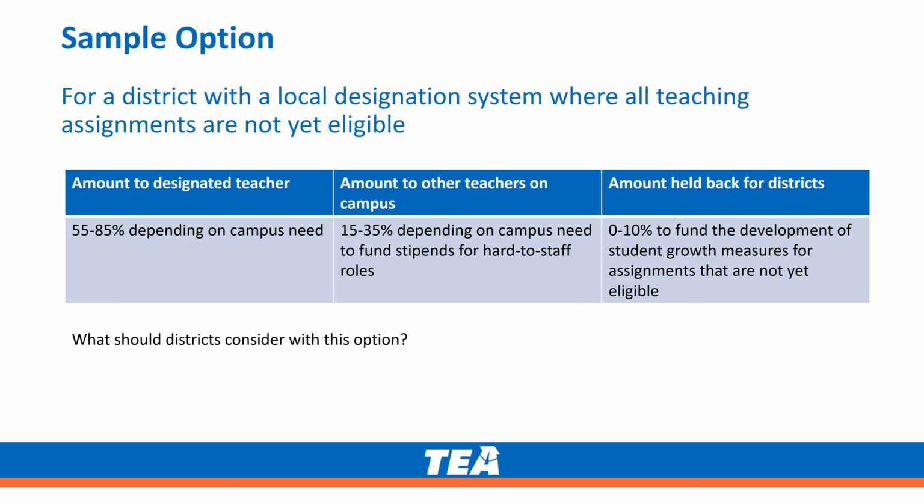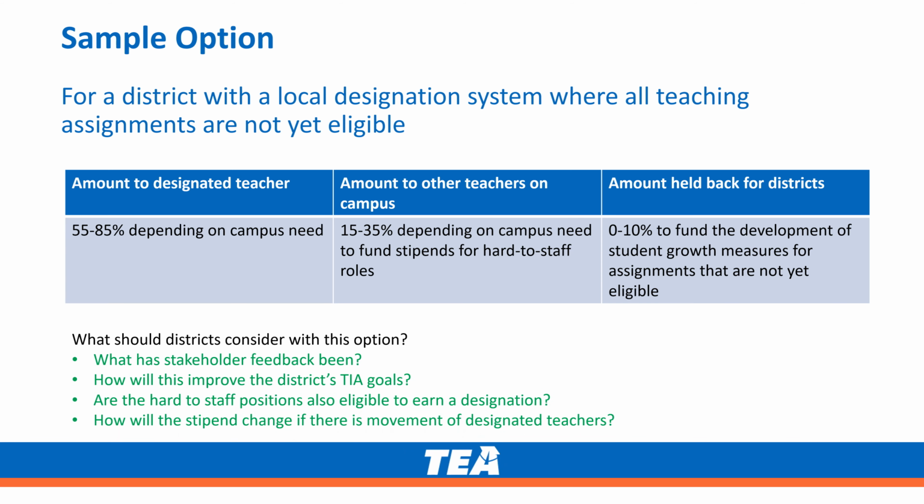And then this district has decided to hold back 0 to 10% to fund the development of student growth measures for assignments that are not yet eligible. This district should consider the following. First, what has stakeholder feedback been? Second, how will this improve their district's TIA goals around recruitment, retention, and distribution of effective teachers? Third, are the hard-to-staff positions also eligible to earn a designation? And finally, how will the stipend change if there is movement of designated teachers?